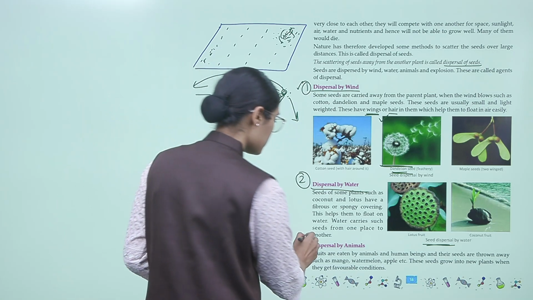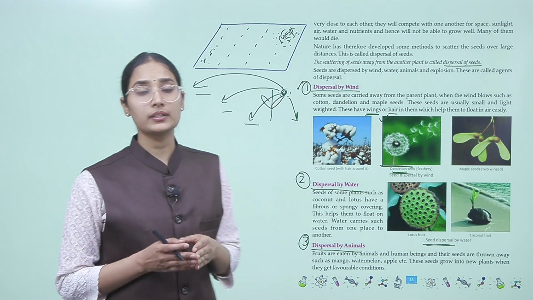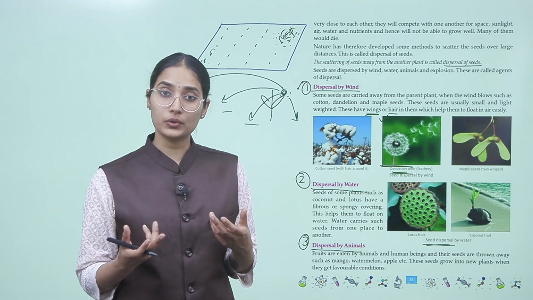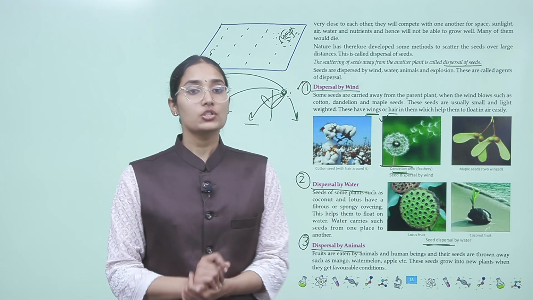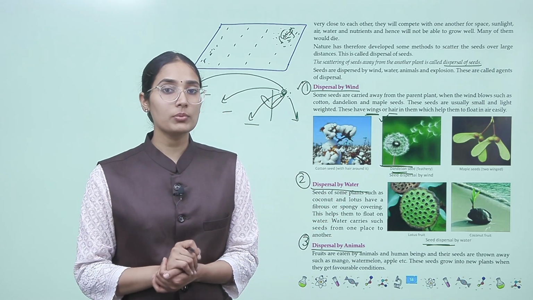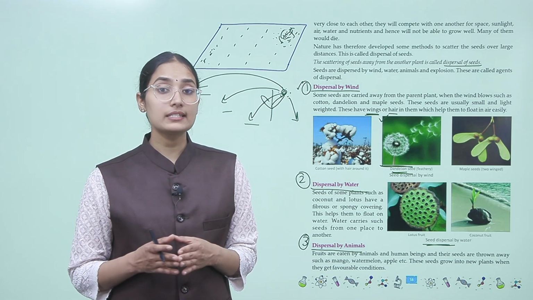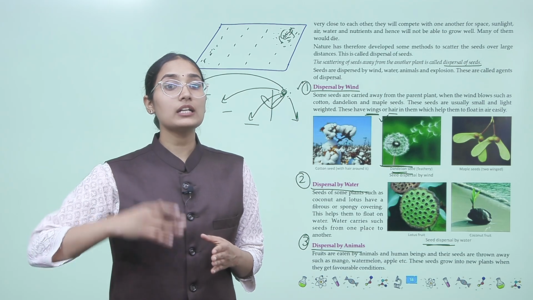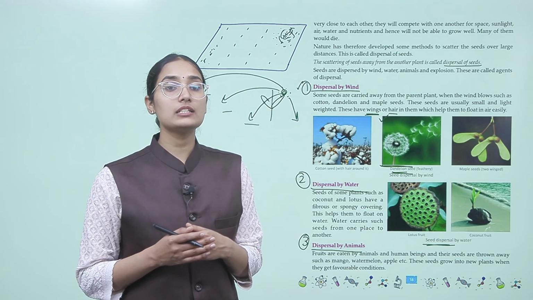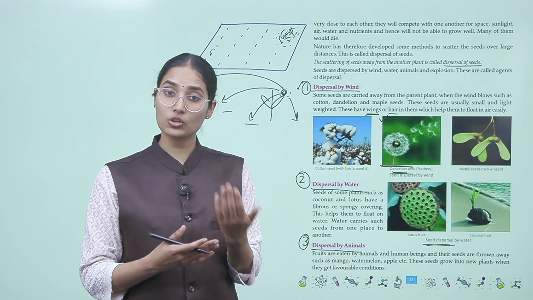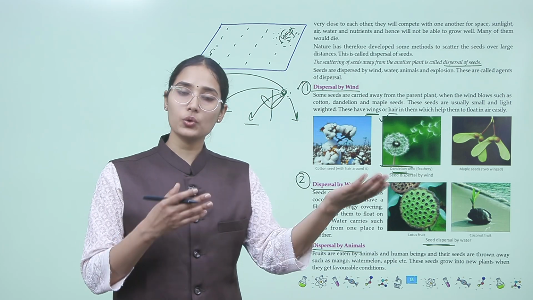The third way of dispersal is by animals. Now, since these seeds have what? They have energy, stored food. So these are also eaten by animals, right? When fruits are eaten by animals and human beings and their seeds are thrown away, such as mango, watermelon, apple, etc., these seeds grow into new plants when they get favorable conditions, right? So animals eat these fruits, human beings also eat these fruits, right? And after eating, the seeds are thrown away, right?